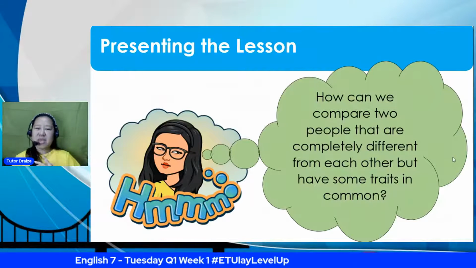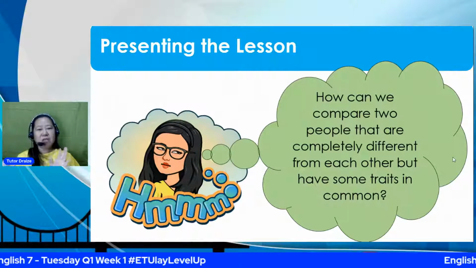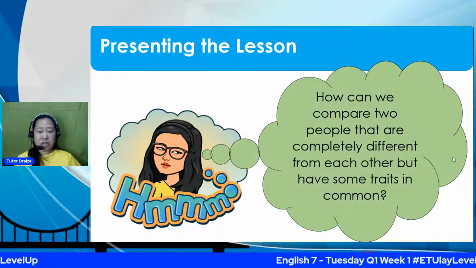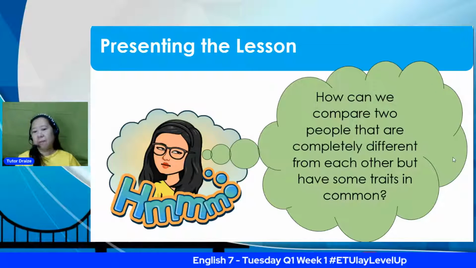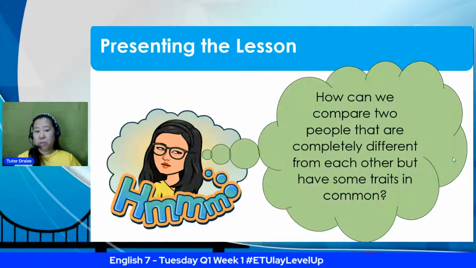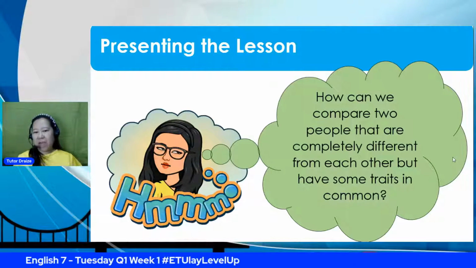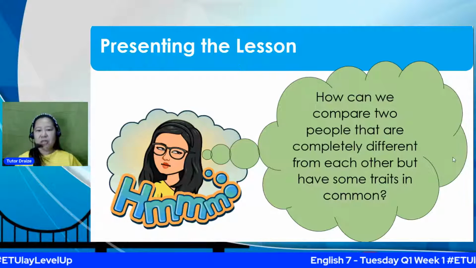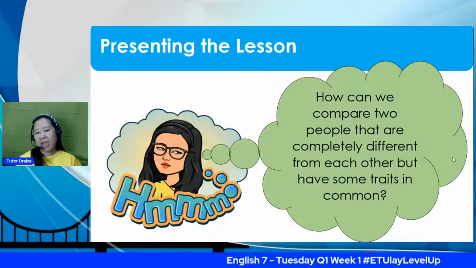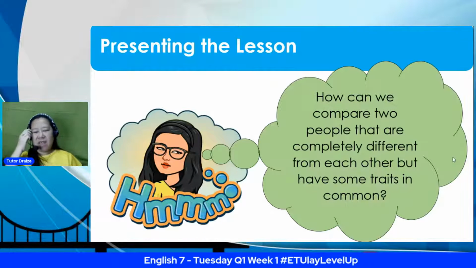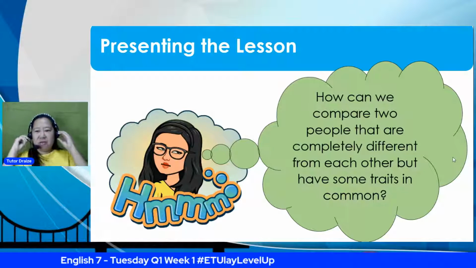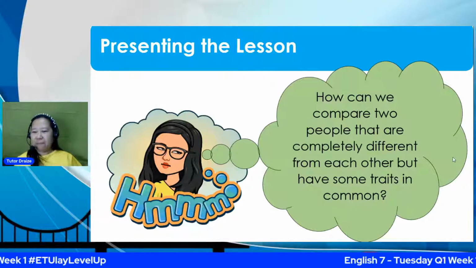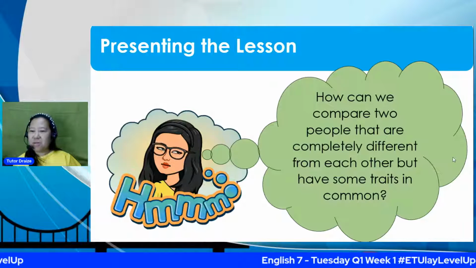Now, what do you think is the answer for this question? How do you think we can compare two people that are completely different from each other but have some traits in common? What do you think we will use if we would like to compare two things or two people who are completely different from each other but have some traits in common? Can you please try? How are you going to compare them? What are we going to use?